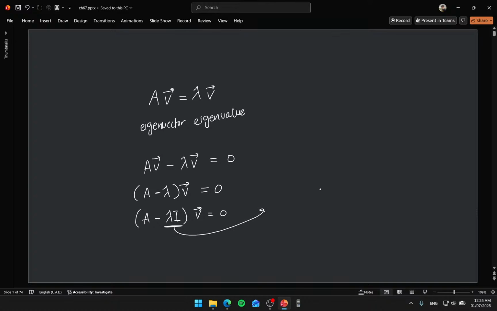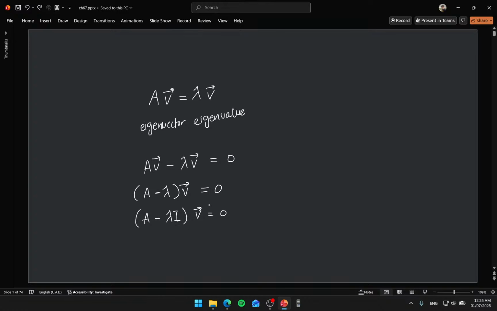So the identity matrix follows the same size as matrix A. So if matrix A is an n by n matrix, then matrix I is n by n. And if A is 3 by 3, then the identity matrix is also 3 by 3.